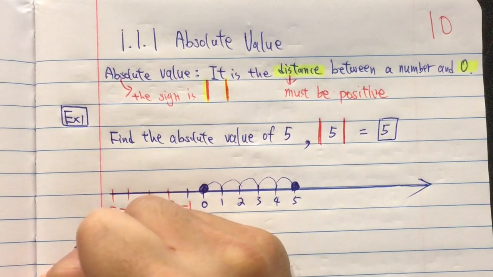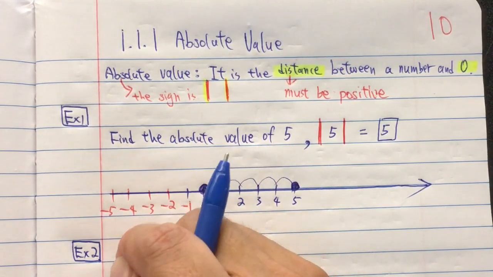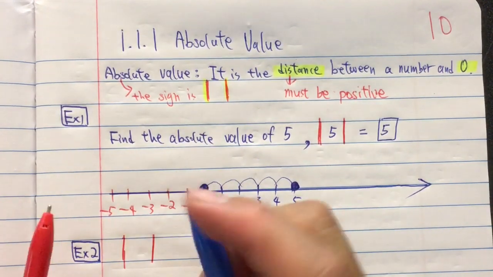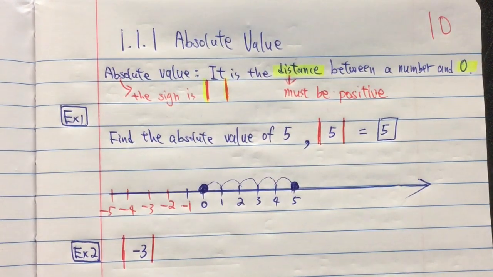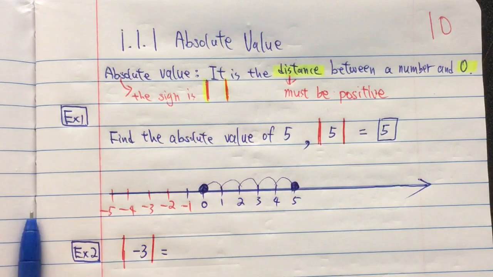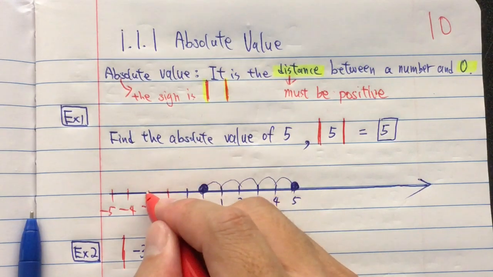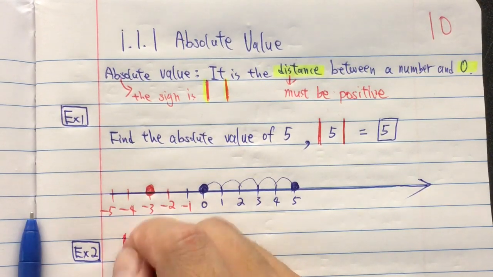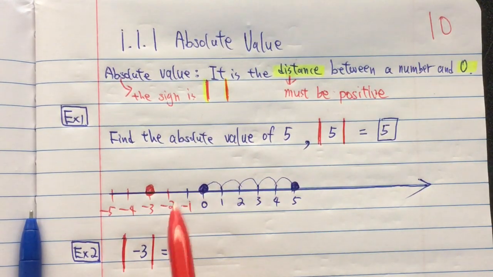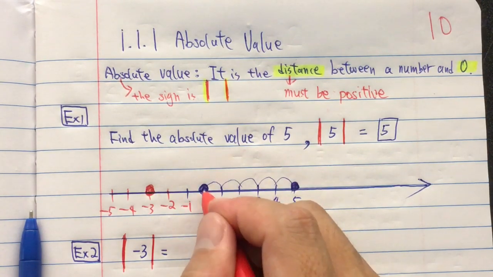Now let's see example 2. How about the absolute value of -3? What's your answer? So first, again, let's find it. -3 is right here. The absolute value of -3 means the distance between -3 and which point? 0.